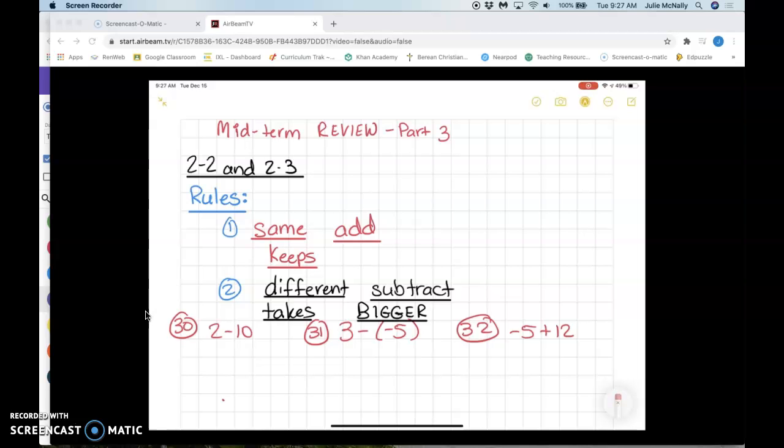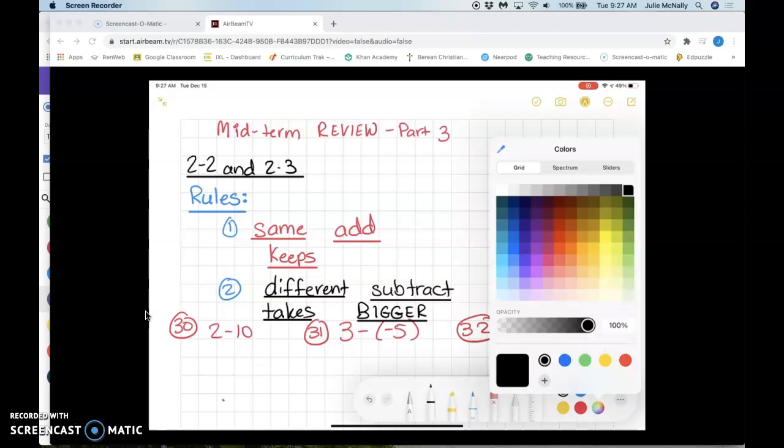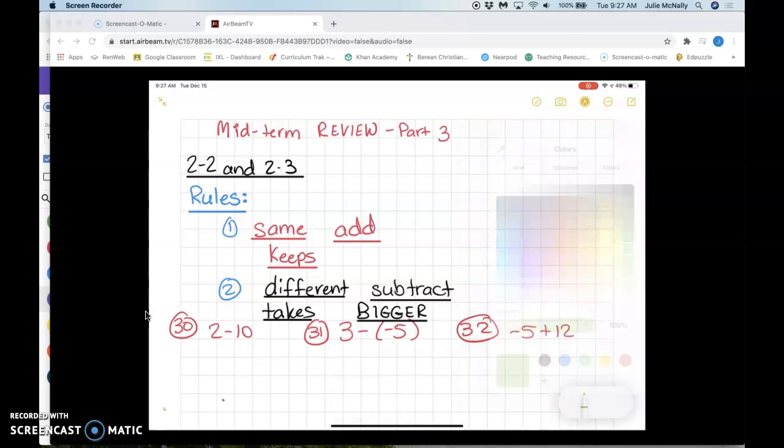Okay. For the next part, we are just adding and subtracting our integers. So we're going to use the rules. 2 minus 10. Are the signs the same or different? Different. So I'm going to subtract. What is 10 minus 2? 8. But the answer keeps the sign, takes the sign of the bigger number, so it's negative 8.